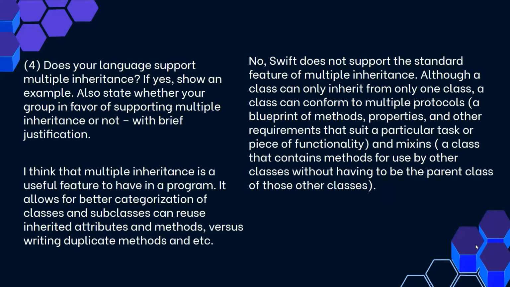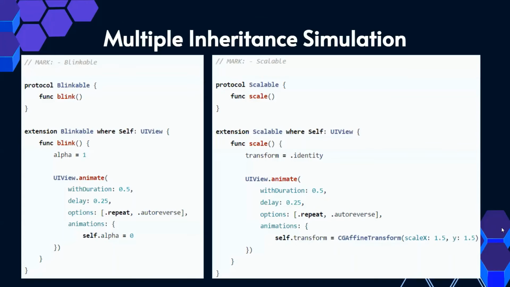So here we're going to simulate multiple inheritance with the use of protocols and mixins. Here we are creating classes blinkable, scalable, and corners rounded as protocols. Then we're going to make a UIView an extension of these classes with the respective methods.